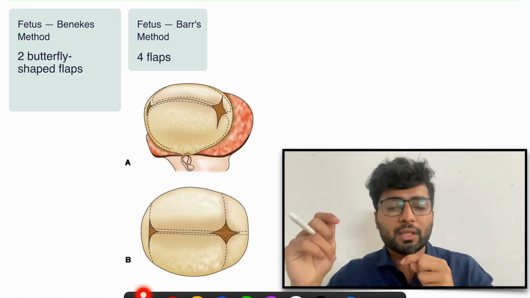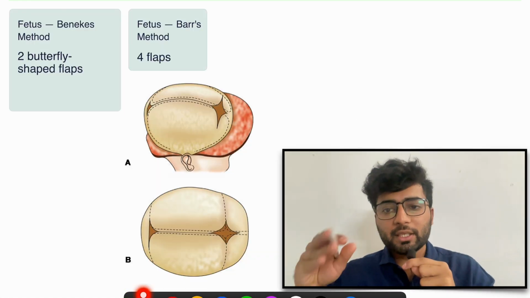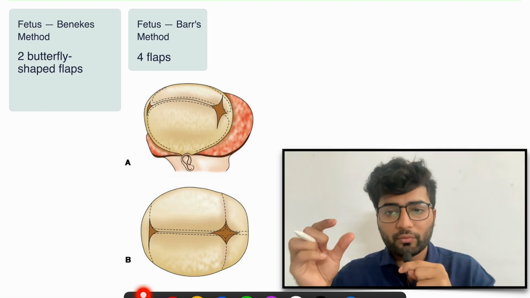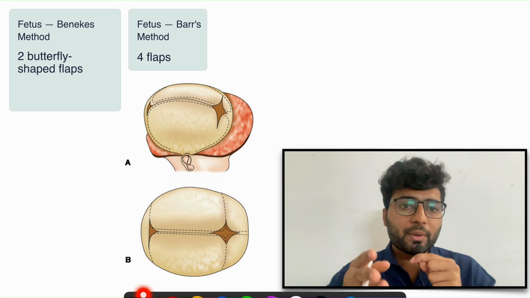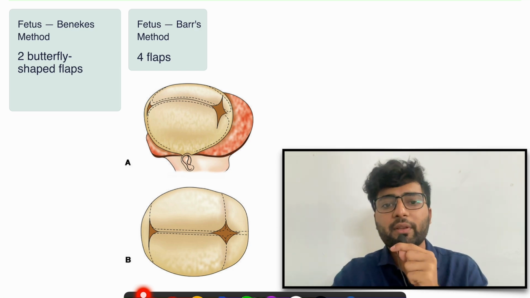Now in a fetus, the skull of a fetus and an adult is different. The fetal skull is soft first of all, and the sutures are also not fused. So we can't use the same technique in a fetal skull. For the fetal skull we have different techniques.